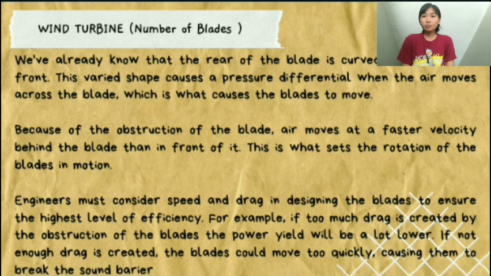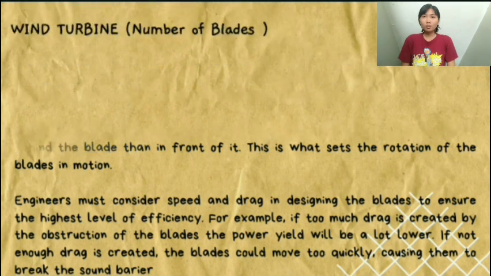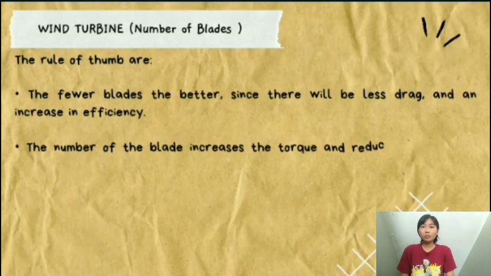Engineers must consider speed and drag in designing the blades to ensure the highest level of efficiency. For example, if too much drag is created by the obstruction of the blades, the power yield will be a lot lower. If not enough drag is created, the blades could move too quickly, causing them to break the sound barrier. So in designing a blade, the one we should minimize is the drag force, and the one we need to maximize is the lift force. So let's proceed to the rule of thumb.